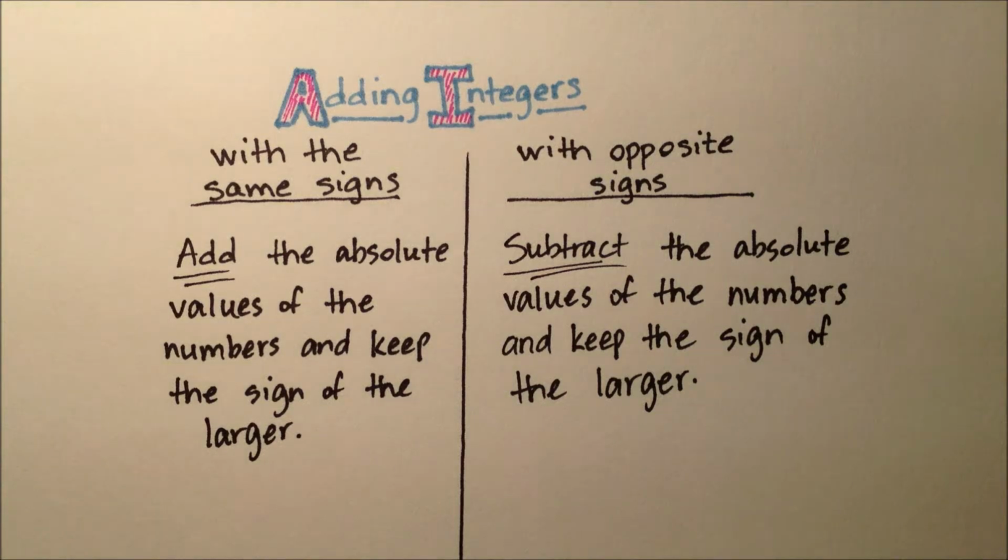This video is going to talk about adding integers. Now, recall that the integers are the whole numbers with the negatives. So it's -3, -2, -1, 0, 1, 2, 3, and so on in both directions. Now, we're basically going to follow just two rules when adding integers.